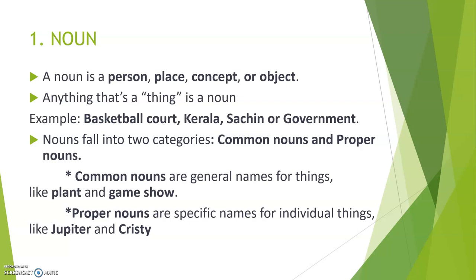Nouns fall into 2 categories mainly. The first one is common noun and the second one is proper noun. Let's look into what a common noun is. Common nouns are general names for things like plant and game show. But on the other hand, proper nouns are specific names for individual things like Jupiter or Christie.